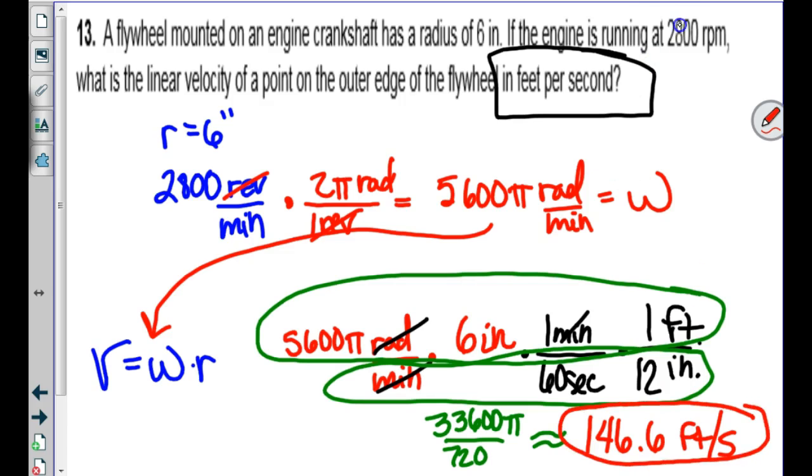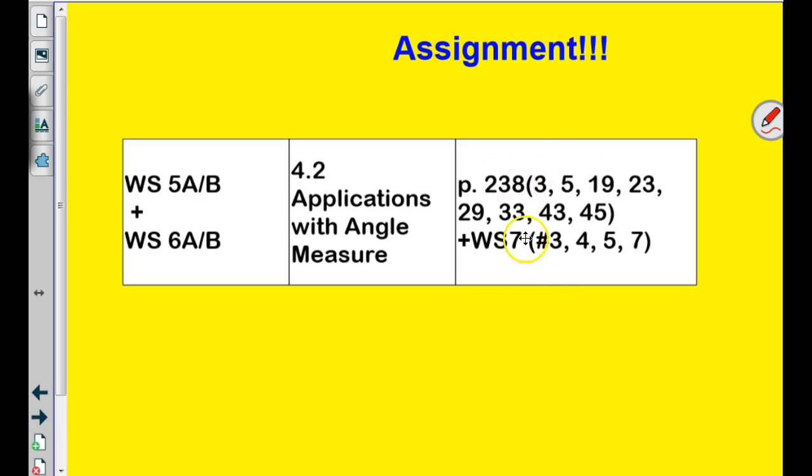All right. A lot of steps to getting that guy, but most of it's just dimensional analysis. We good? Are we finally done? Okay. So now you can finish up page 238 and the word problems that are on the front of worksheet 7. Somewhere on 7, you just have to do 3, 4, 5, and 7.